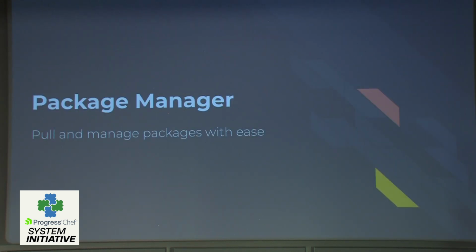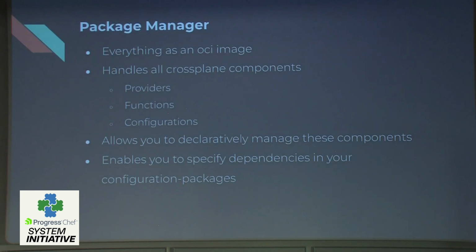Next up is the package manager. So I already mentioned that everything here comes as an OCI image. That means like providers, functions, configurations, and the package manager allows you to declaratively manage these components. So it enables you that when you write an API and package it as a configuration, you can specify this thing depends on provider AWS S3. This thing maybe depends on provider GitLab. And when you install that configuration, Crossplane will automatically pull in these dependencies into your cluster, and you're good to go.